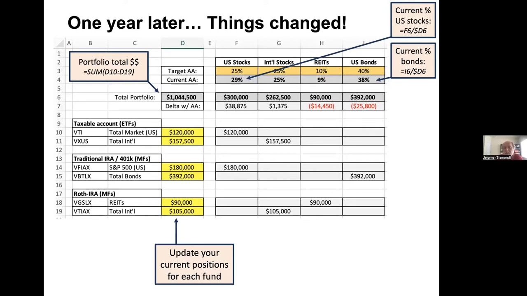The other thing I did is that percentages are all nice and handy, but concrete dollars is probably what matters the most in terms of actual impact to what's going on. So I kind of skipped row 7 in my previous explanation. Here I put a formula which is a bit more complicated. What I did is that I want to figure out how far I am from where I would like to be.